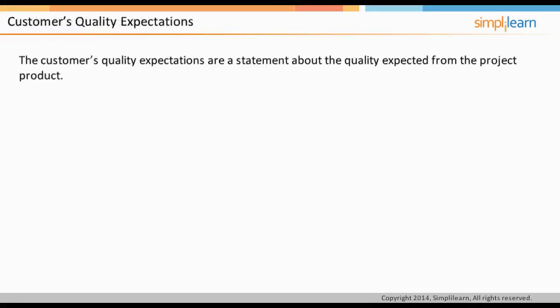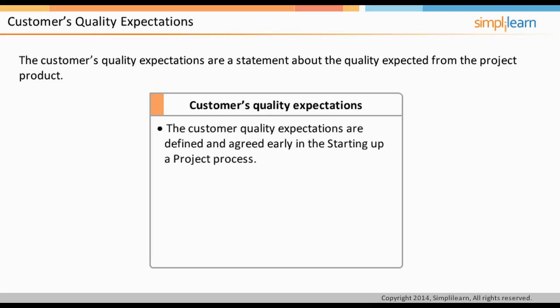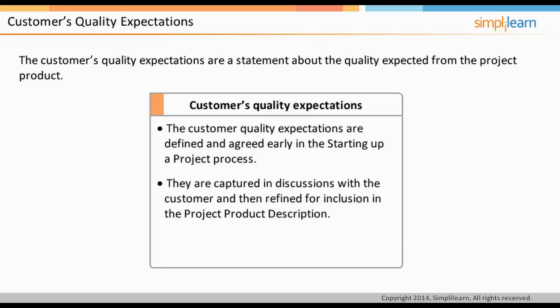The customer's quality expectation is a statement about the quality expected by the customer from the project's product. The customer quality expectations are defined and agreed early in the starting up a project process. The expectations are captured in discussions with the customer and then refined for inclusion in the project product description. Customers' quality expectations define the key quality requirements for the project product. The next step is to define standards and processes that are necessary to achieve the specified quality and determine measurements for assessing the quality of the project's product. The customer's quality expectations need to be reviewed at the end of each management stage. In the following screen, we will discuss the considerations for customers' quality expectations.